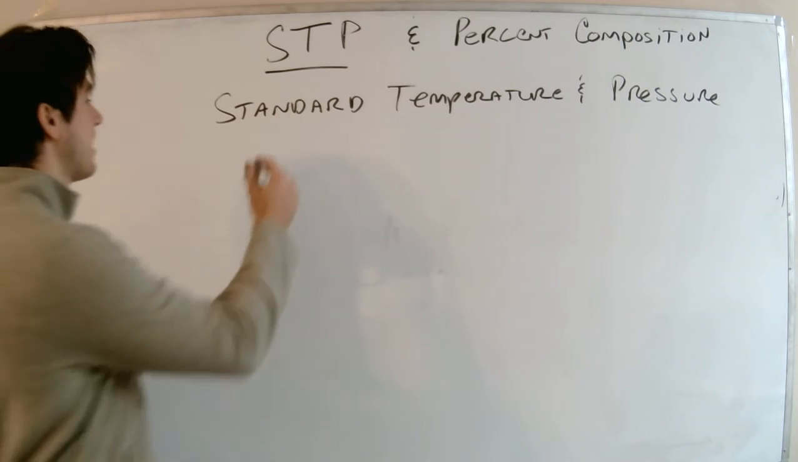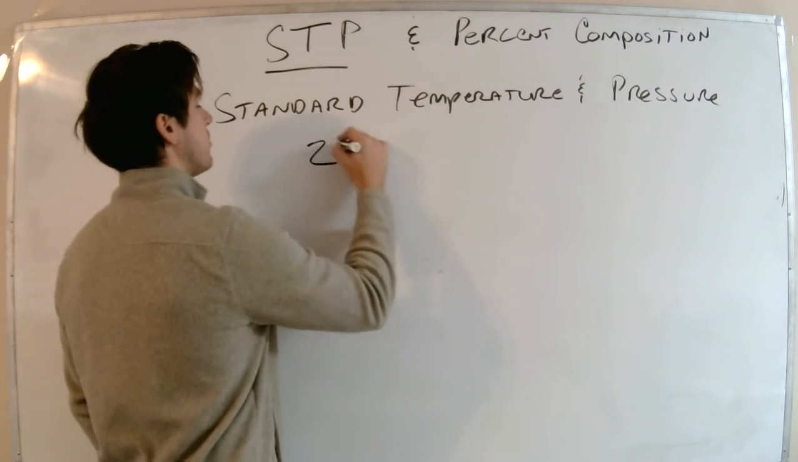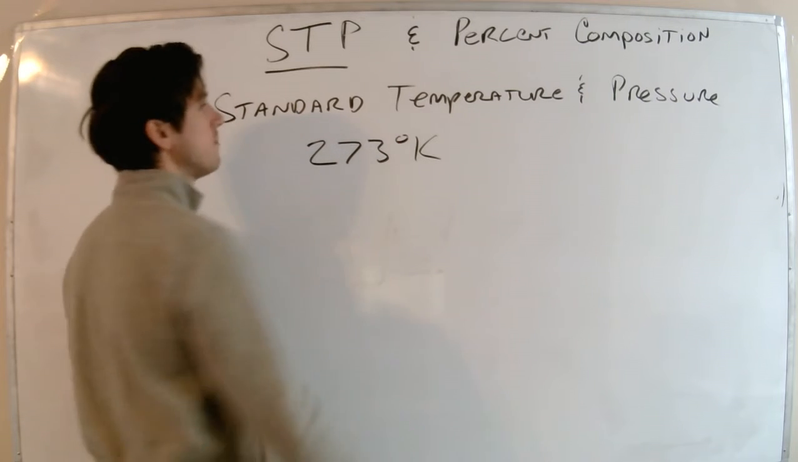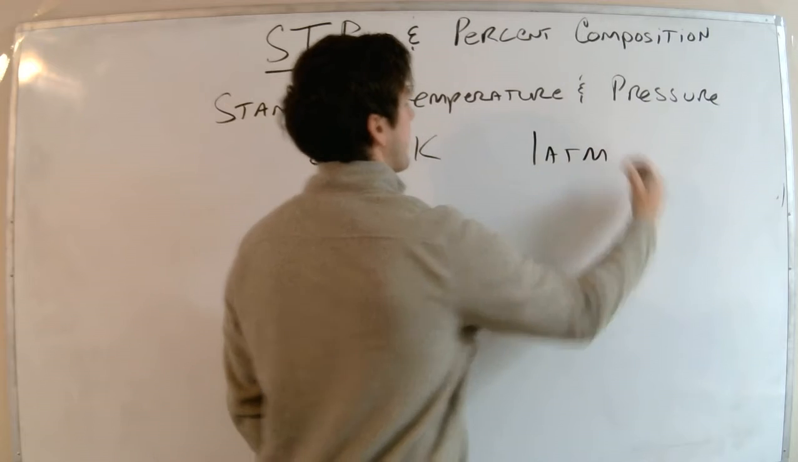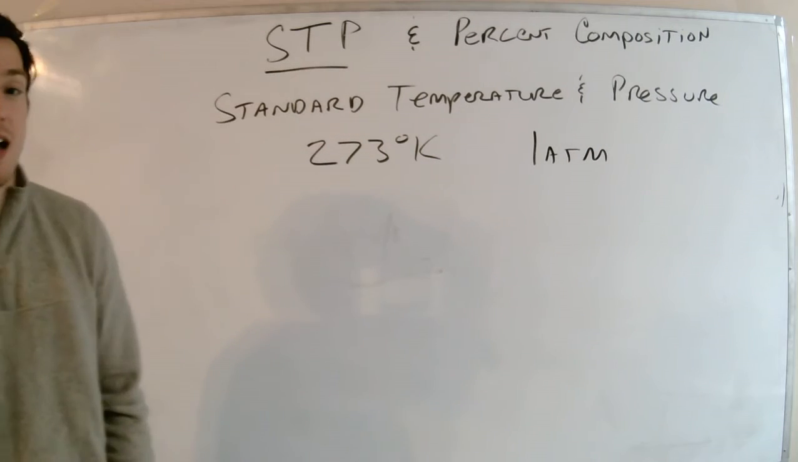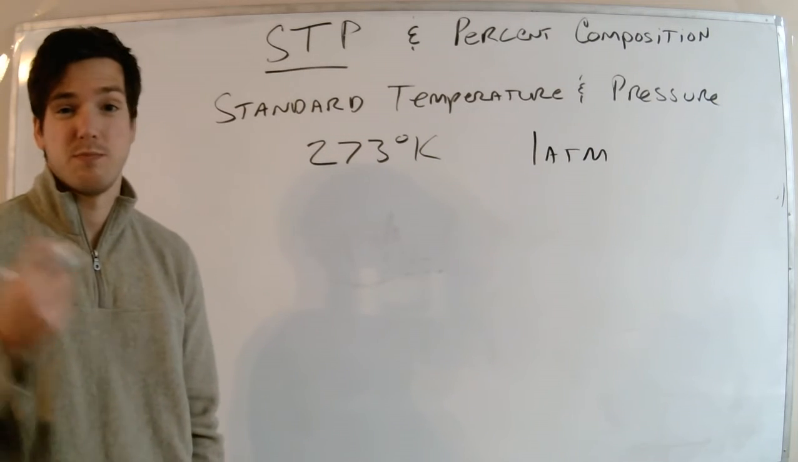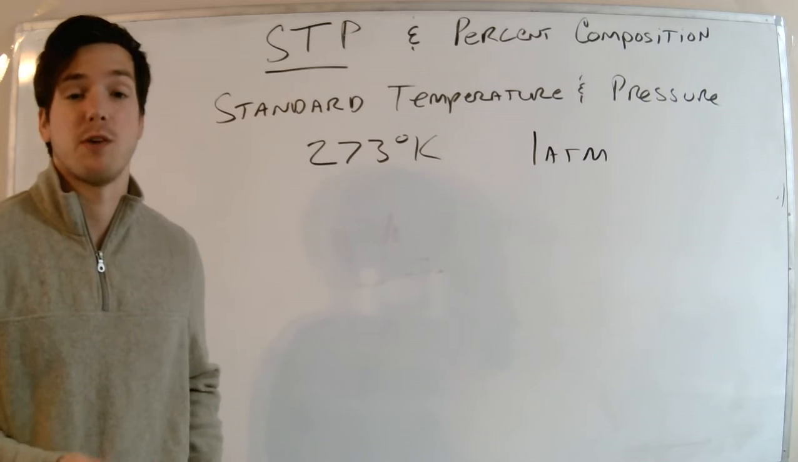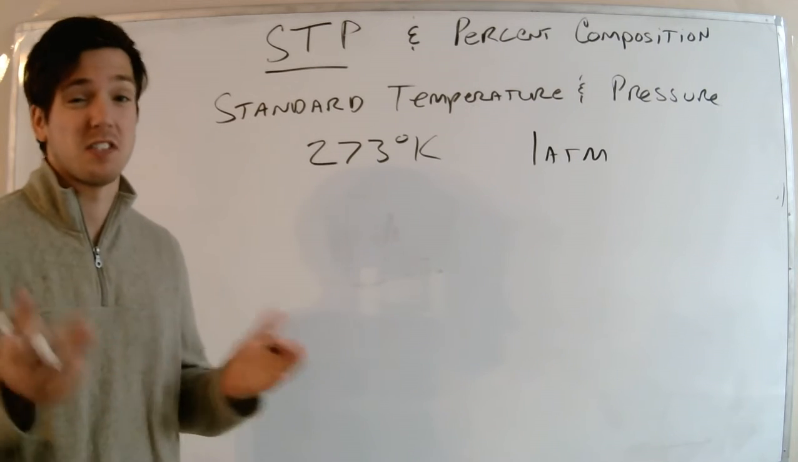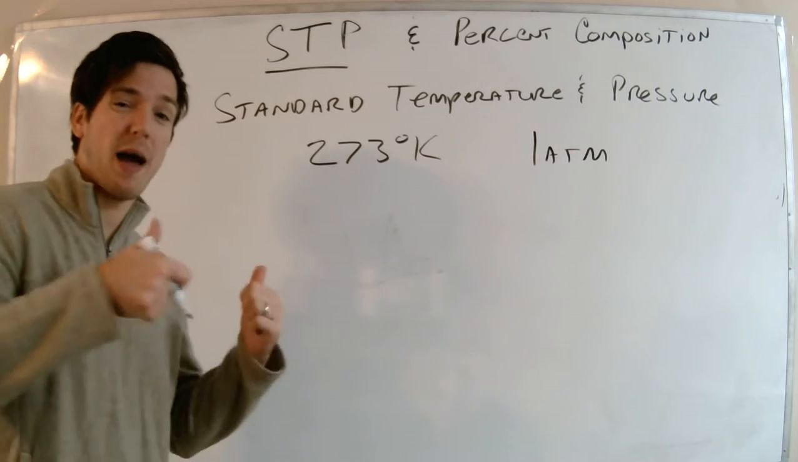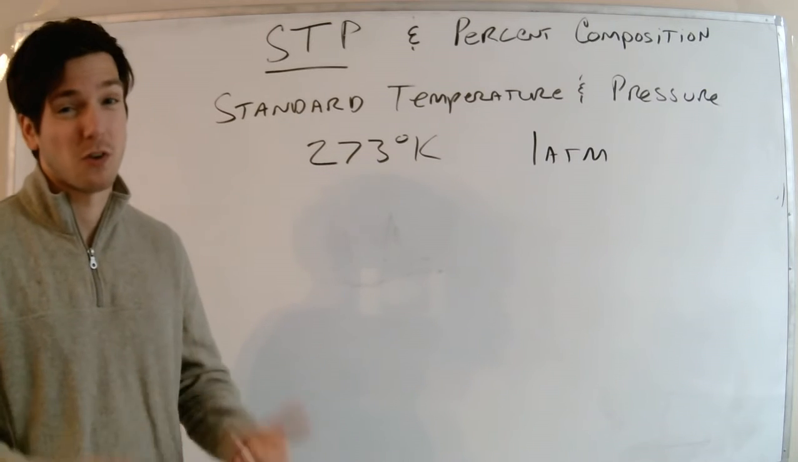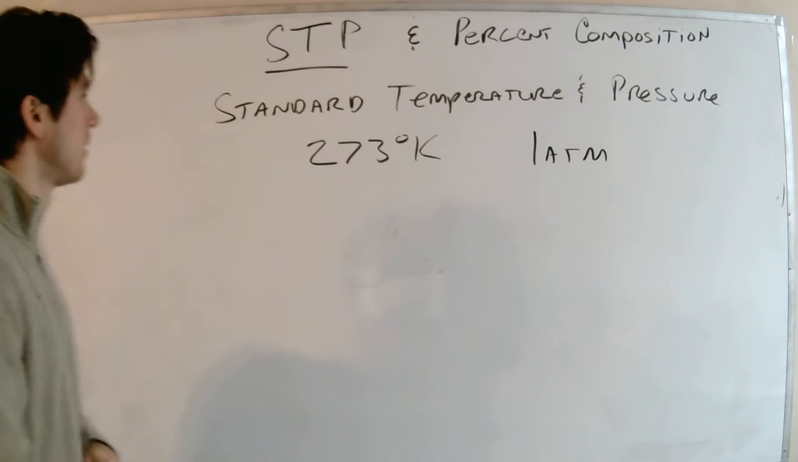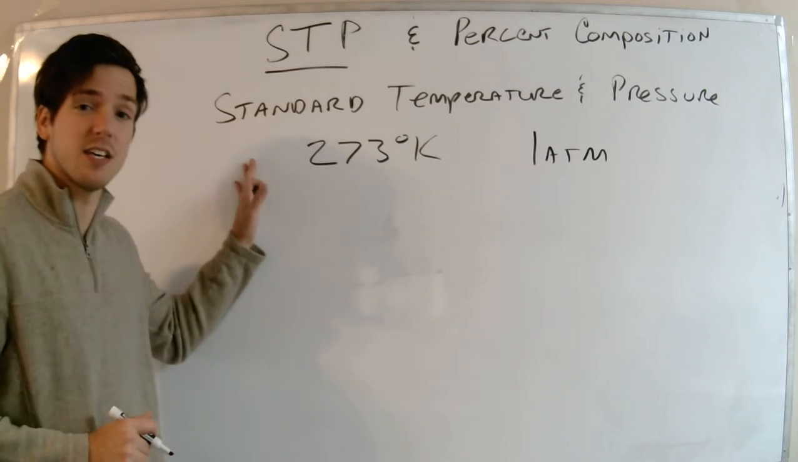So like I just said, standard temperature is 273 degrees Kelvin, and the standard pressure is 1 atm. Okay, atm is just the pressure you feel from the atmosphere. Right now you are feeling somewhere around 1 atm. You go up higher in the mountains, you feel less than 1 atm. You go below sea level, you feel greater than 1 atm. But anyway, that is not too big of a deal.